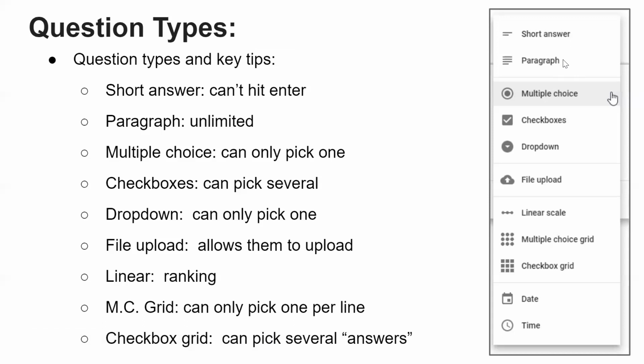Multiple choice, you can only pick one answer. Checkboxes, you can pick multiple answers. So if you want students to have one of those questions where there's more than one answer possible, then a checkbox is the way to go. And then drop down, similar to multiple choice, in that you can only pick one answer there.